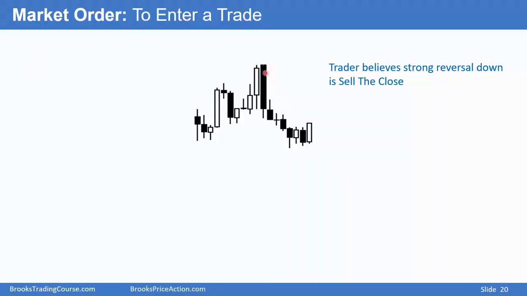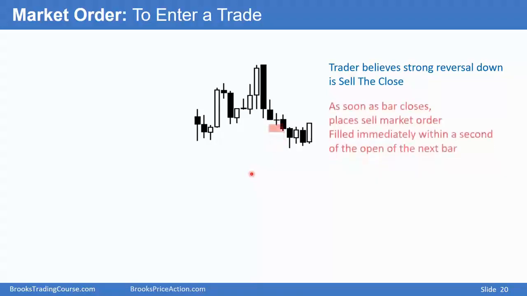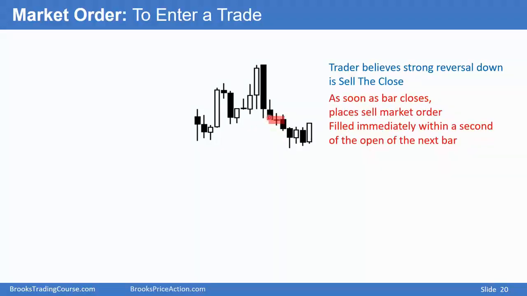We have a strong reversal down, and we have a second bar closing on its low. A lot of traders will see this as a sell the close market, a strong bear trend, where you can make money by selling closes. If you think it's a sell the close market, as soon as this bar closes, you hit the button on your software, sell the market. And you get filled immediately after you hit the order, early on during this bar, with a market order.